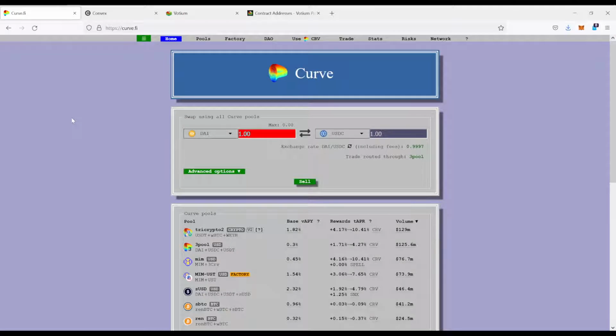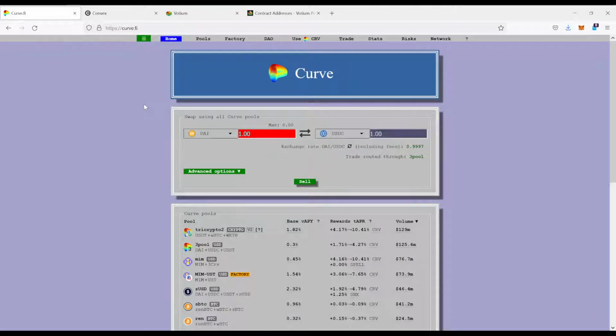Now, I will just briefly touch on what Curve is, because there's already more than enough videos which explain in detail the mechanics of Curve. I will just tell you the basics so you understand the rest of the strategy. What we are interested in is how to make money, right? Let me just give you an introduction to Curve.